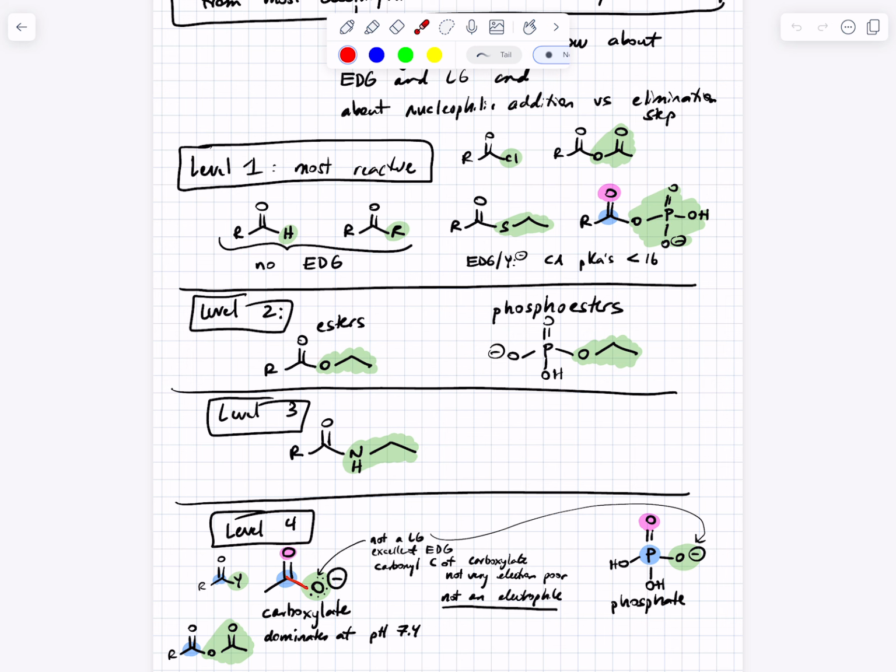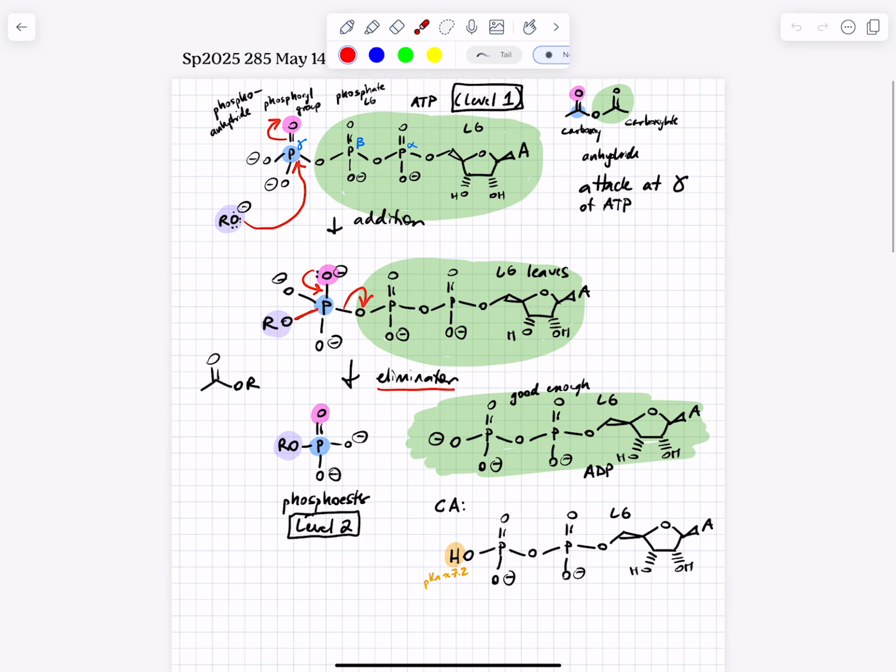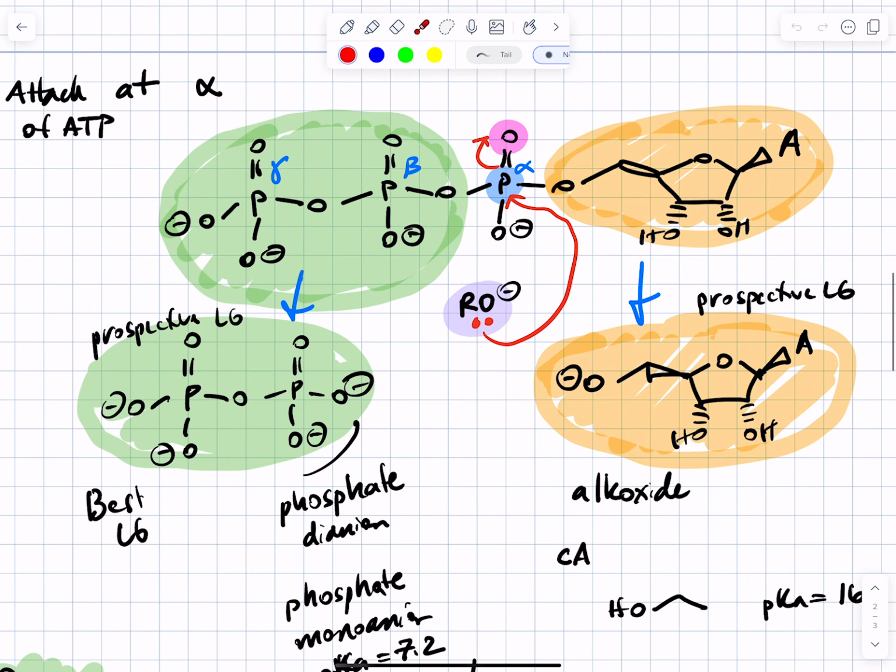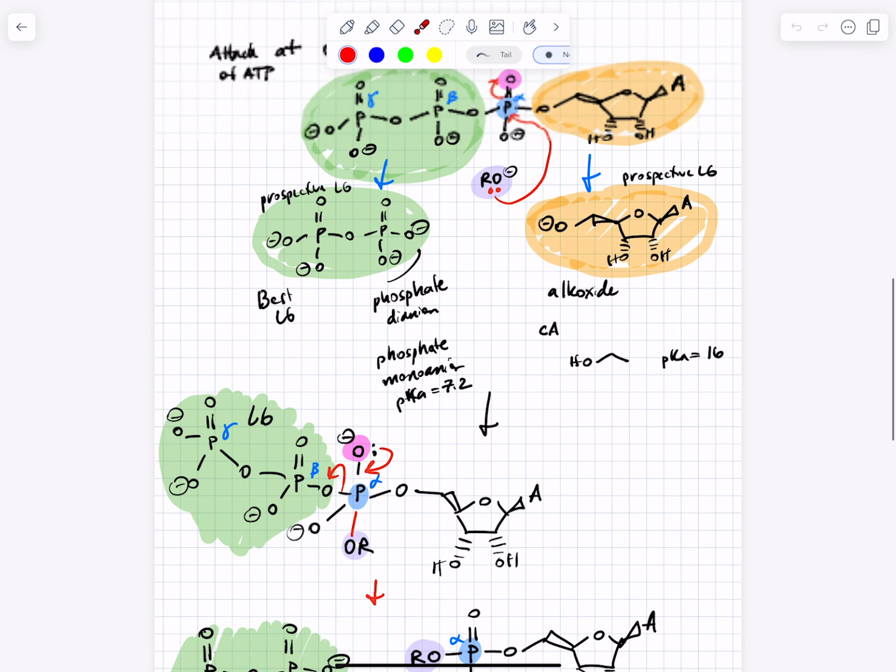Explain the thing that you said just a couple minutes ago about when it attacks on the alpha, which ones are the leaving groups. Sure. When you attack on the gamma phosphate group, the only choice you have for the leaving group is ADP, this segment over here. If you attack on the alpha phosphorus, you've got two options. Once you get to that tetrahedral intermediate, the thing that could have been kicked off was either the green pyrophosphate group or the orange alkoxide group.